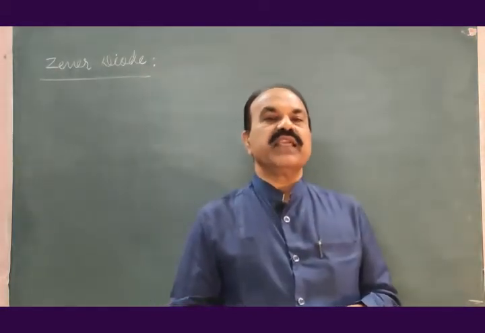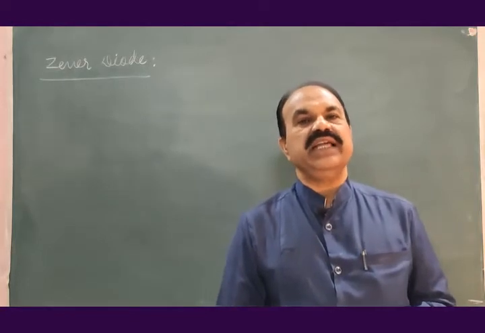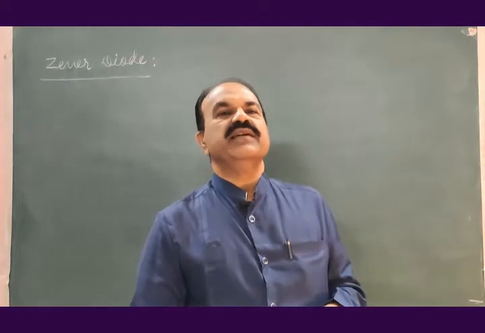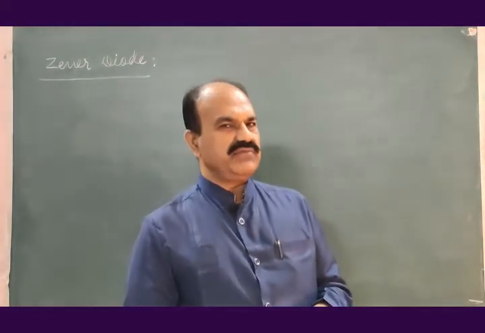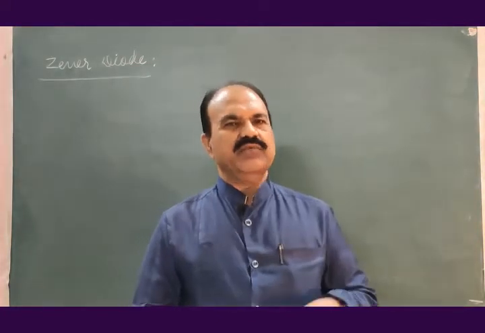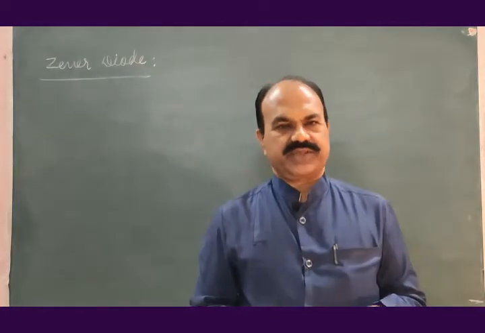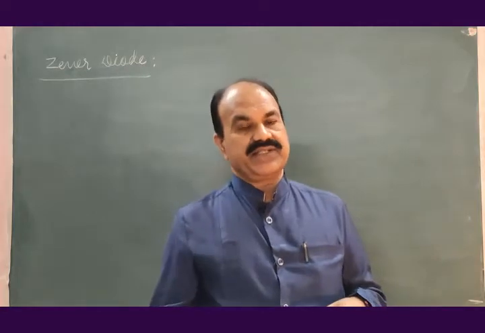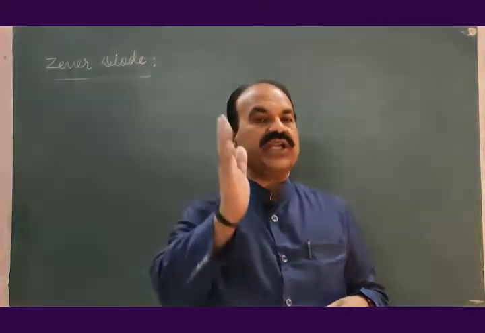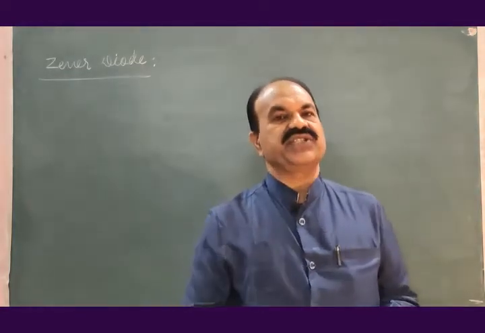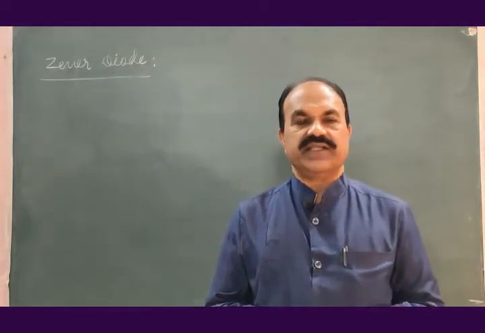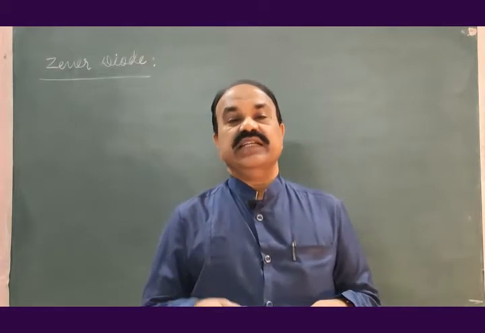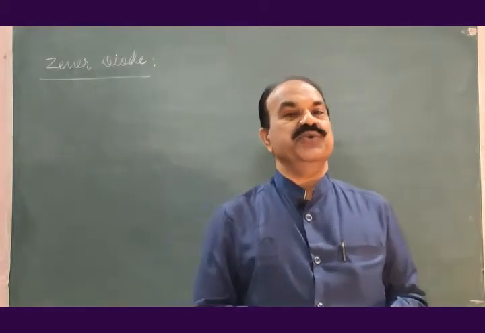And therefore, whenever we use a diode in any electrical circuit, in any electronic circuit, the diode is always used in forward bias. Mostly it is used in forward bias. In very rare cases, it may be used in reverse bias. In almost all circuits, it is used in forward bias. Zener diode. It is also PN junction diode.